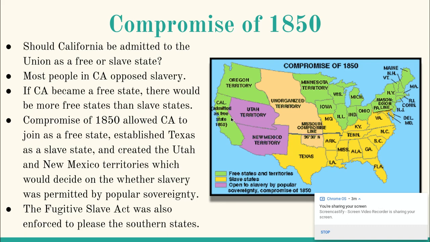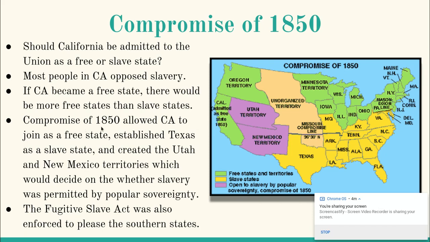So most people that lived in California, they were against slavery. They didn't want slavery. However, if California became a free state, then there would be more free states than slave states. And this made the South angry because when Congress is going to write laws and bills, they feel that the free states, the northern states, would have more control than the southern states. And they think that things would be put in place to go against slavery, and they don't want that. So a compromise was created.